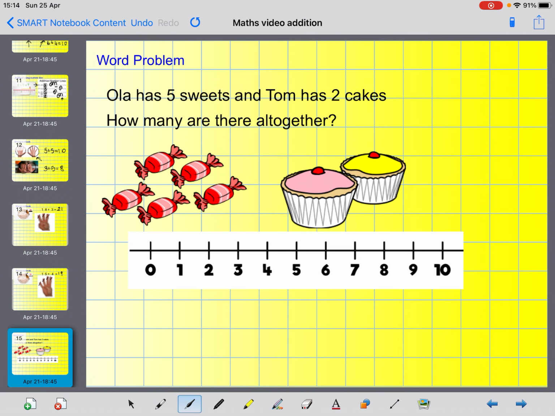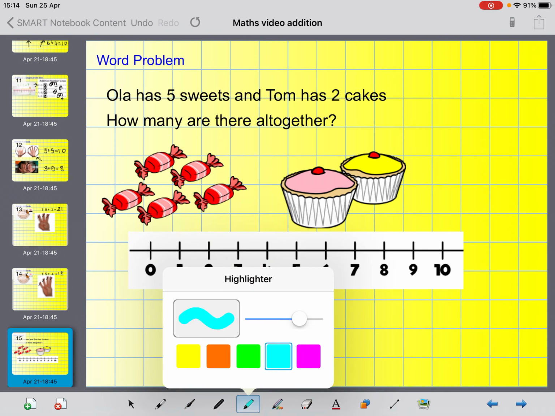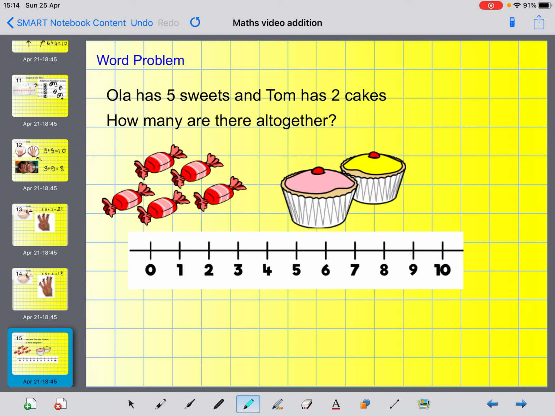Then we will look at using word problems within addition. We will highlight important information. So Ola has 5 sweets. That's my very important information. And Tom has 2 cakes. How many are there all together? All together. So that definitely I will be adding, because I need to find the total. So I have highlighted number 5 and 2, and I have highlighted the key word altogether, because that shows me that we will be adding.